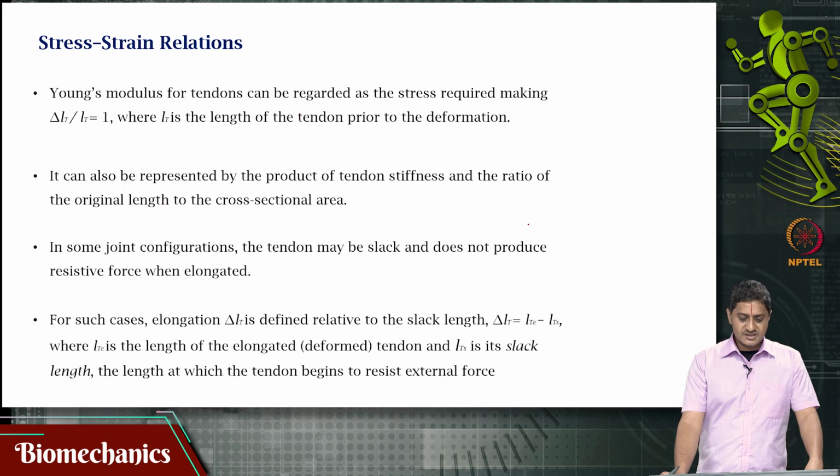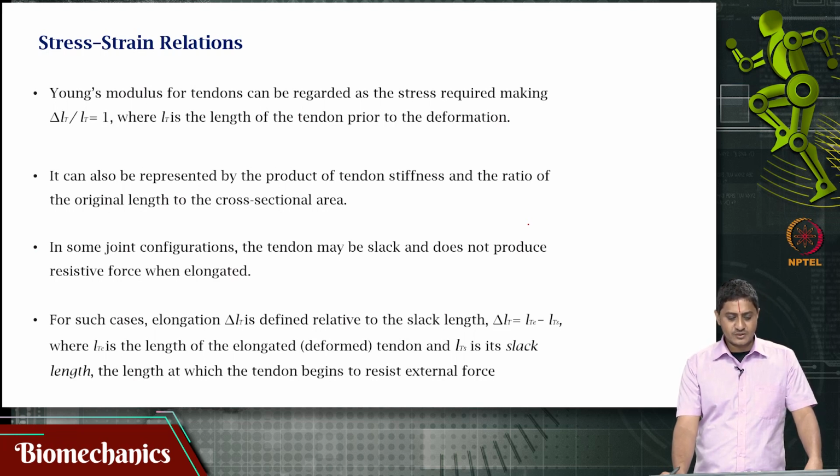So Young's modulus can be regarded as the stress required for making delta LT by LT equal to 1, where LT is the length of the tendon prior to the deformation. Of course, you can also represent this as a product of stiffness and the ratio of the length to the cross sectional area.